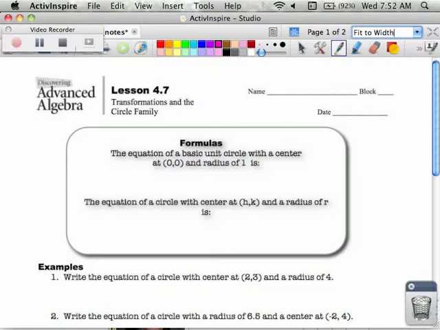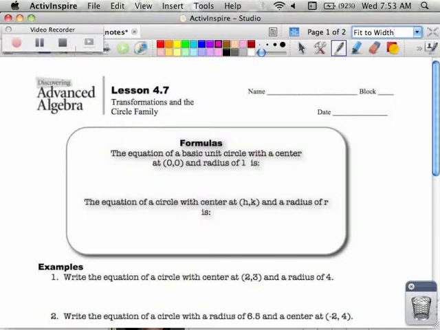So when we're doing transformations with circles, remember we talked about earlier, we could do this with lines, we've done it with absolute value, we've done it with parabolas, we've done it with square roots, and now we're going to work with circles. And remember, circles are a very special ellipse. Now, when you're working with circles, what you'll notice is that you have not just an x, not just a y, but you have x squared and y squared.